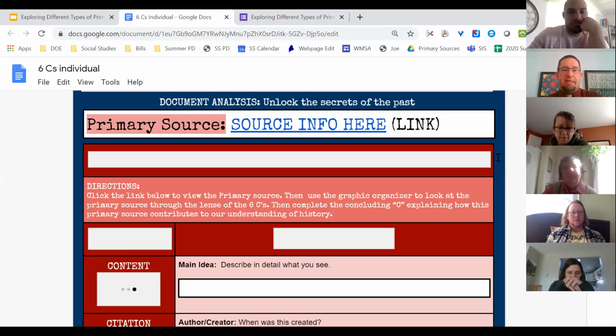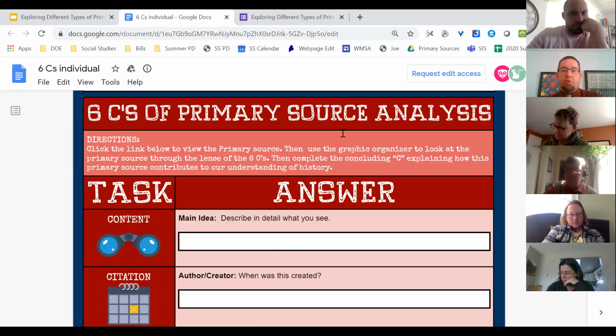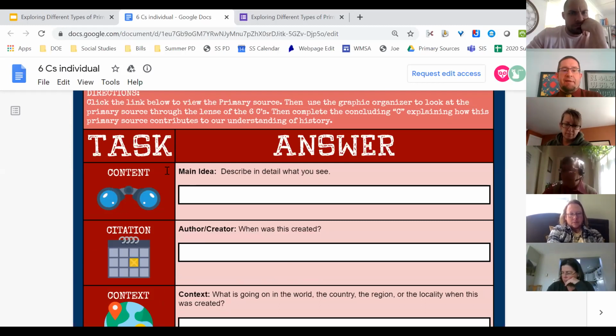It's the 6 C's of a primary source. If you were giving this to kids digitally, you could click the source information here, put them a link to what you wanted them to see. And then they have to find out the content, describe what you see.